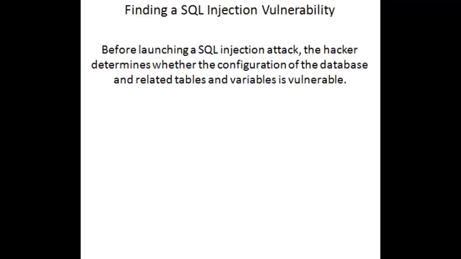Finding a SQL injection vulnerability. Before launching a SQL injection attack, the hacker determines whether the configuration of the database and related tables and variables is vulnerable. The steps to determine the SQL server's vulnerability are as follows. 1. Using your web browser, search for a website that uses a login page or other database input or query fields. Look for web pages that display the POST or GET HTML commands by checking the site source code.